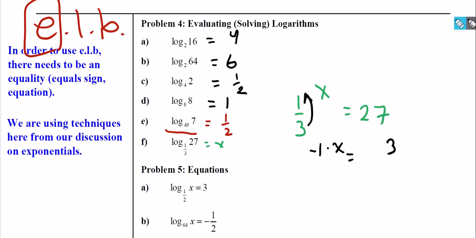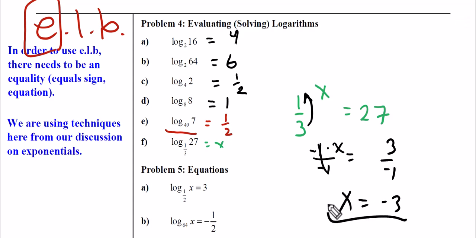So like I said, I'm equal to each other. Divide both sides by -1. I get x is equal to -3. Interesting. So if I were to type this one in the calculator, part F, I would get an answer of -3. So again, us using ELB, right? We've done it so many times already in these videos, using the exponent is the logarithm of the base.